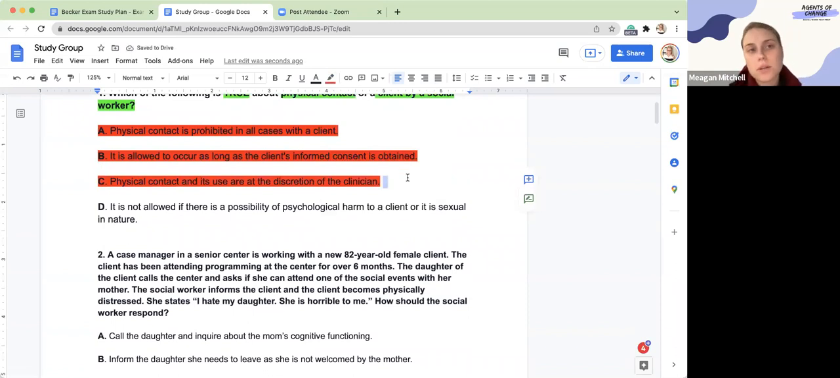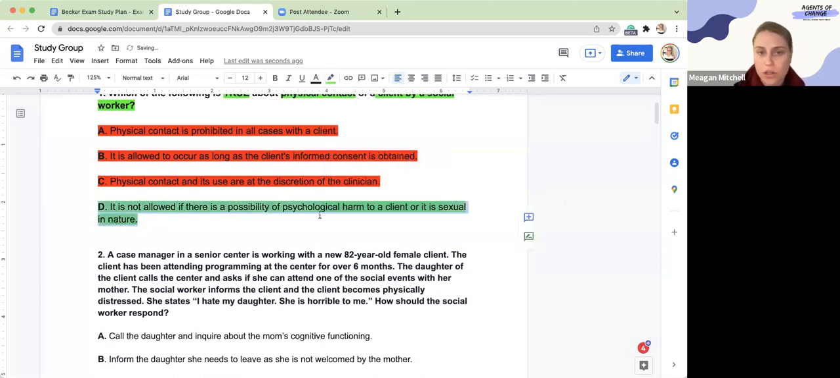So sometimes I will say with this exam, you might get answer choices that you're like, this could be correct, but which one is the most compelling? So here we're thinking of code of ethics. The correct answer here is D. It is not allowed if there is a possibility of psychological harm to a client or it is sexual in nature. D is the correct answer. This is actually exact language out of the code of ethics. We never engage in physical contact if it's going to cause harm or if it's sexual.